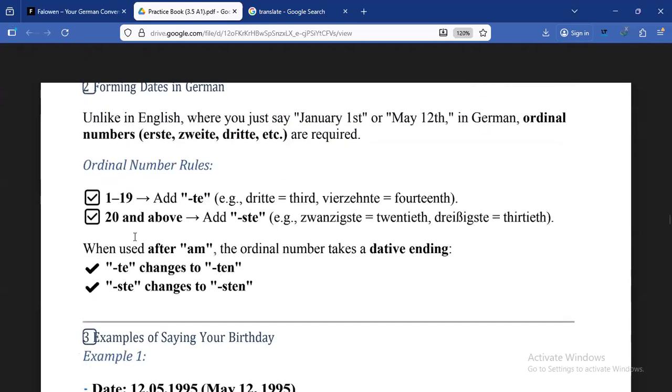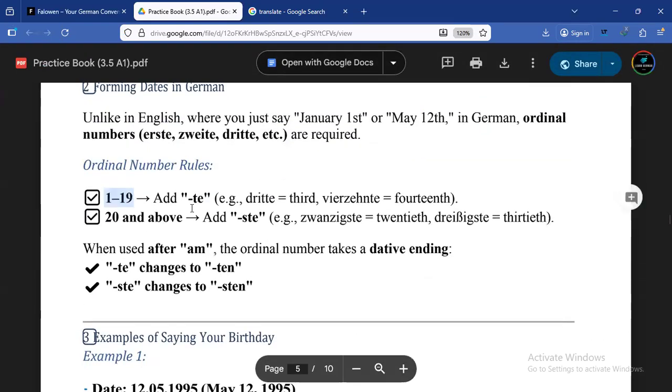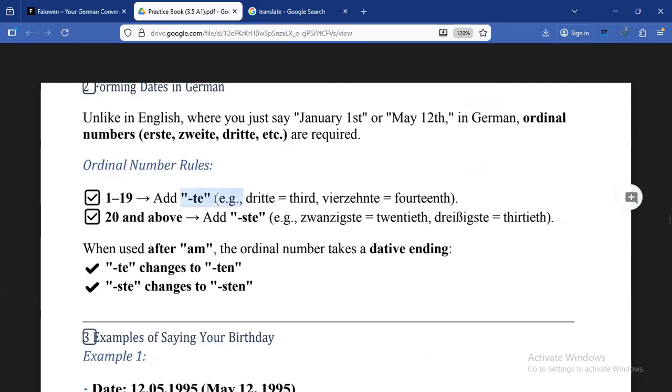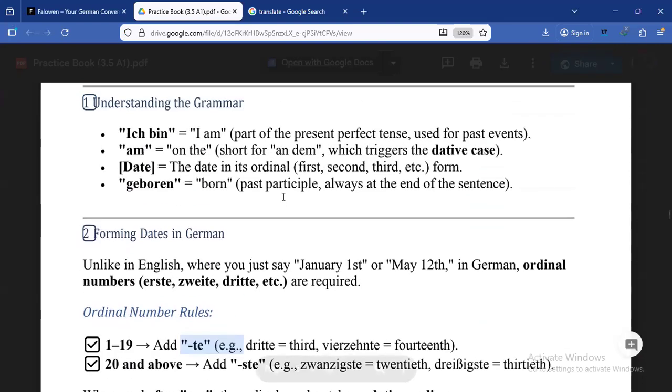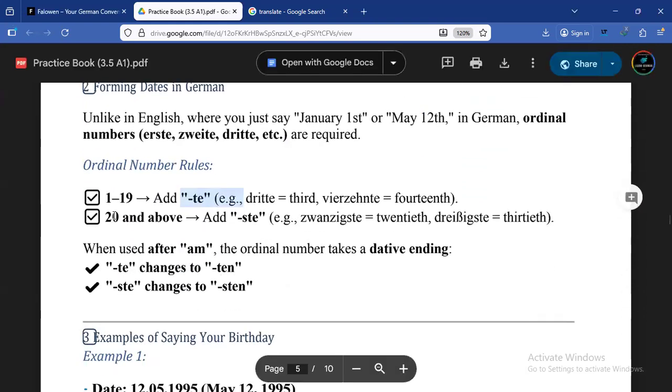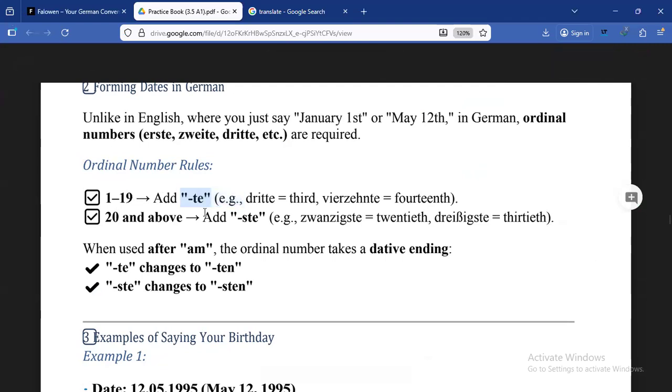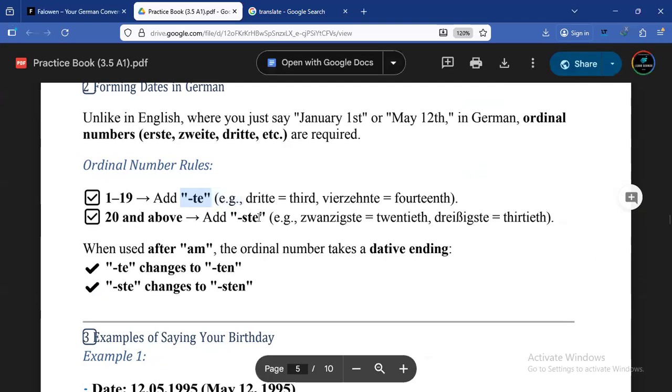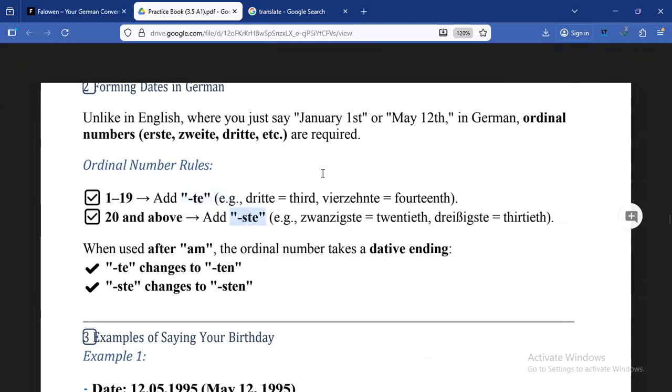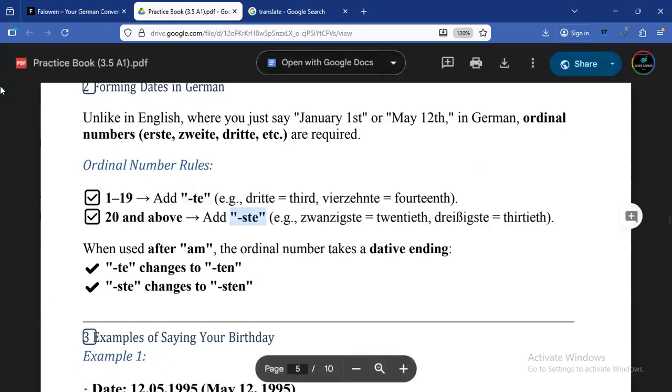And I told you that from 1 to 19, we add te to it, when you're talking about ordinal numbers. So trying to say first, second, third, and so on, we add te to it. And from 20 going, we are going to add ste to it. So if the date is 21st November 2025, how do we say this date in German?